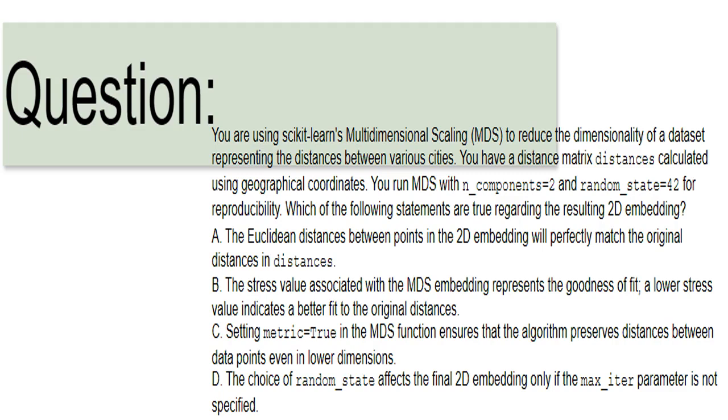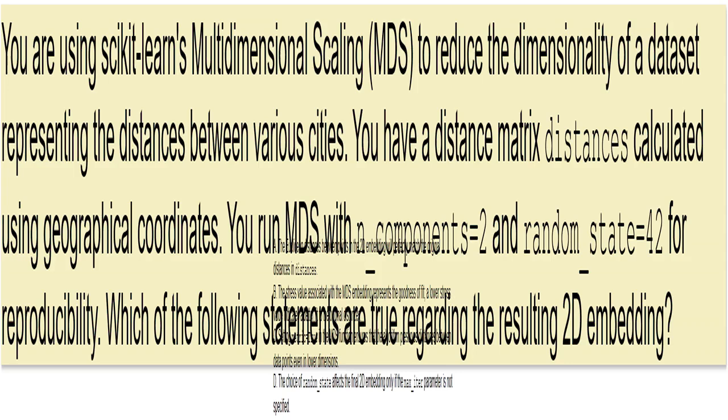This is the core question of the quiz, asking you to analyze the results of applying Sklearn's MDS to a distance matrix representing cities. The question assesses how well you understand the implications of different parameter choices and the interpretation of the results. This question sets up the context. It explains that you're dealing with geographical distances between cities and using MDS to reduce the data to two dimensions. The use of random_state equals 42 emphasizes reproducibility. It helps to ensure that the results are consistent if you run the analysis multiple times.